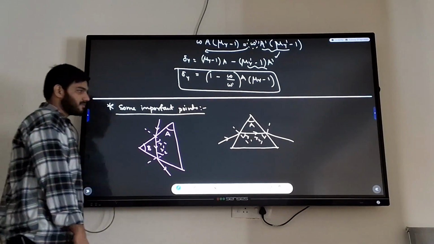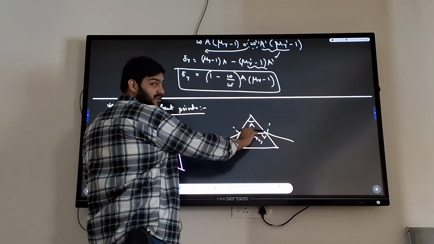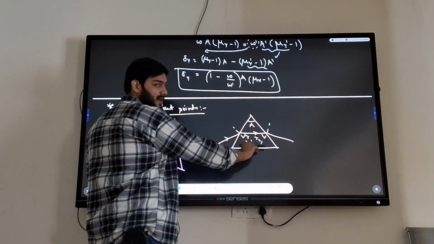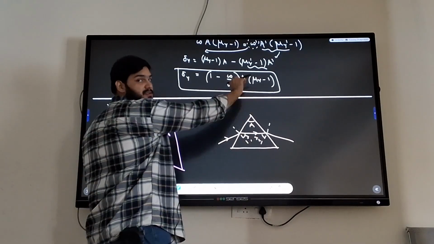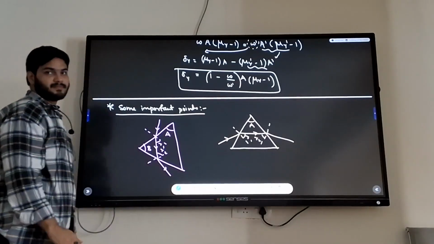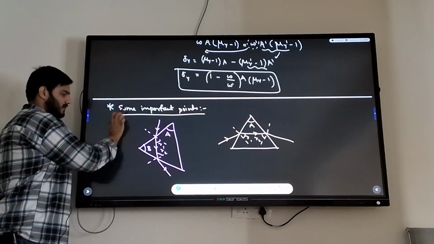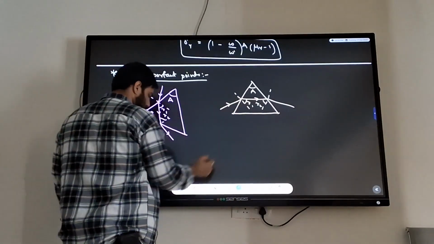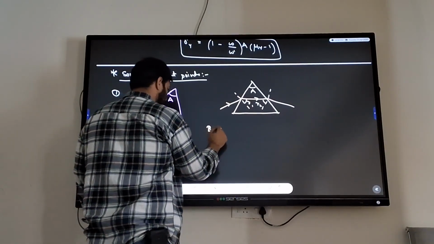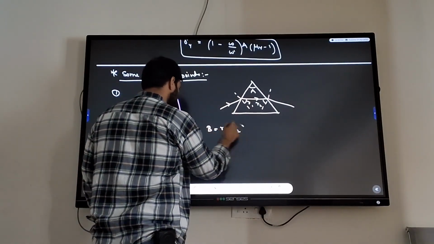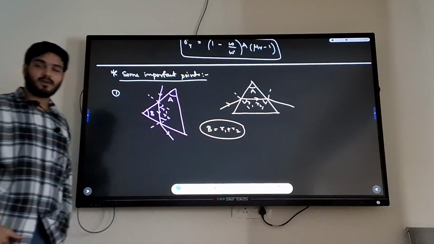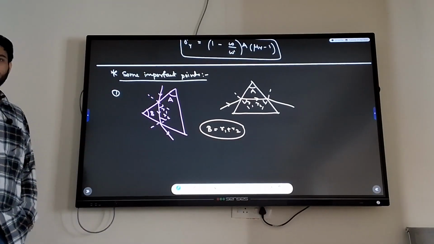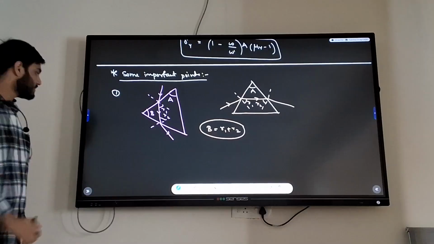So can you see that if this refracted light is sort of parallel to the base, then the other angle will be your angle. You can even check by geometry that it happens. So A is equal to R1 plus R2. So please don't be stuck on one angle. Good.